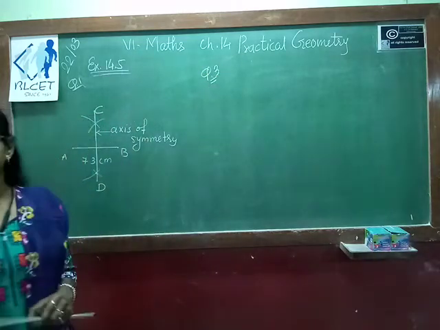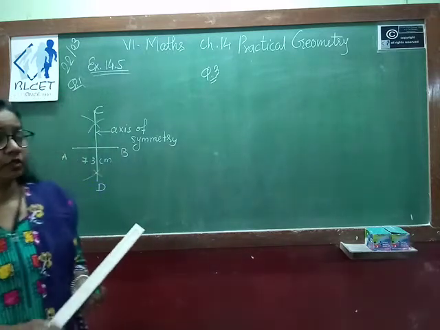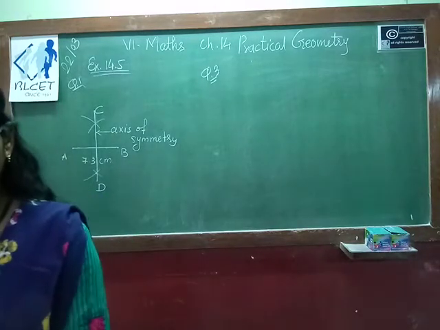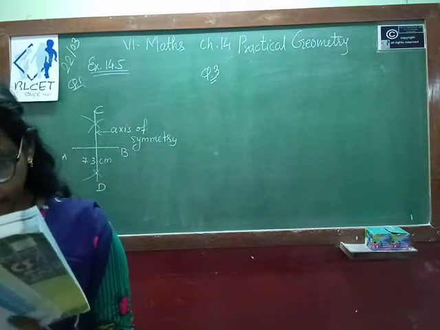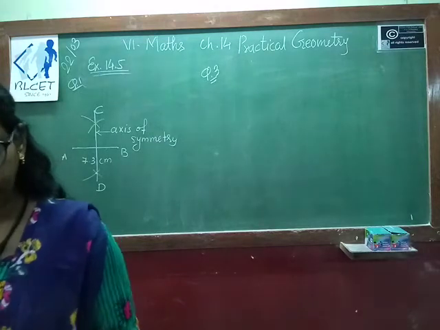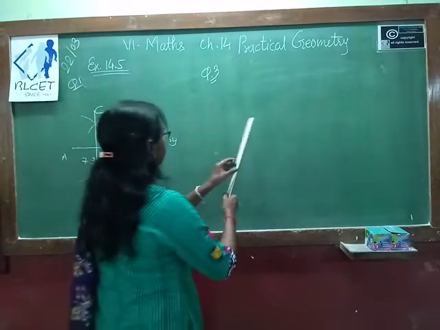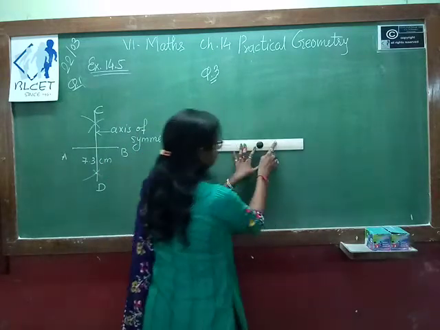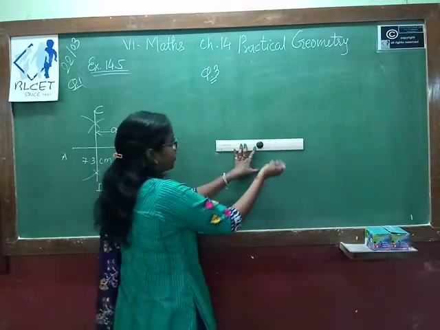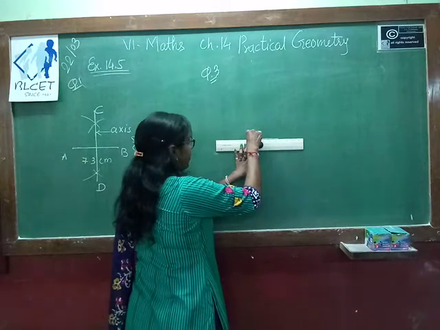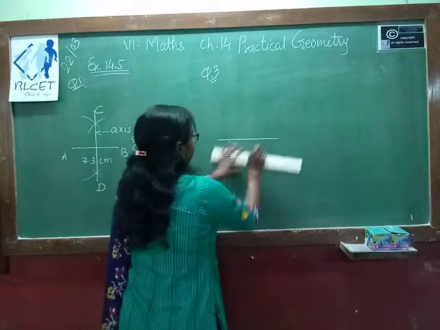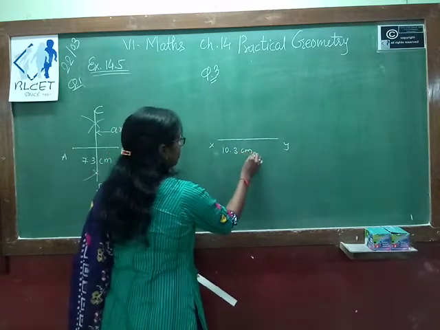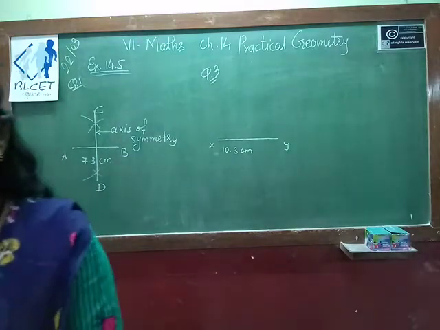Students, you have to write the steps of construction so that you can remember how to draw the constructions. So first we draw the line segment XY of length 10.3. So let's see. Here is your 10, and 10.3 means 10 plus 3 divisions that we have to consider. So this is your XY of length 10.3 centimeter.